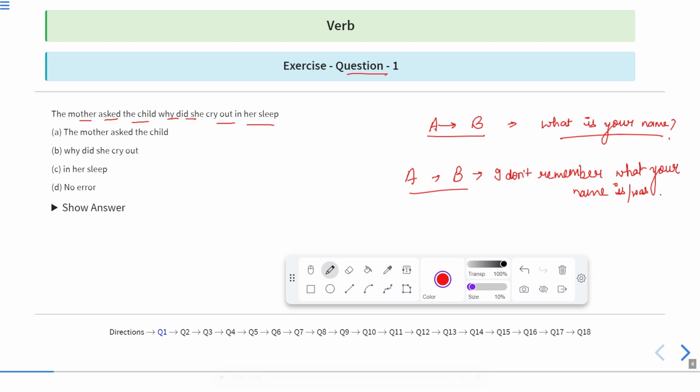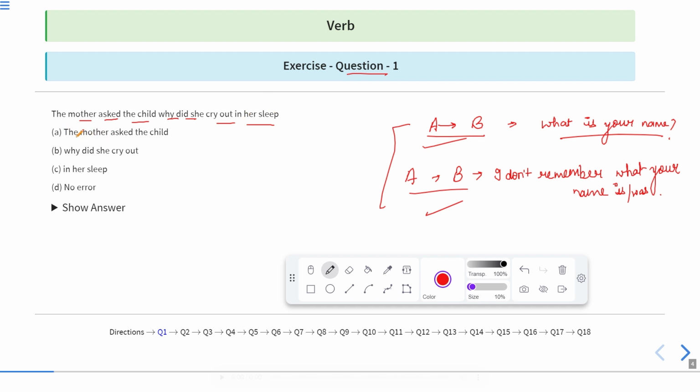Okay, so there is a difference between the two. In this is the statement, and in this is the question. Also, when we write a sentence in indirect speech, we change the structure of the question, or the question pattern will be converted into assertive structure.